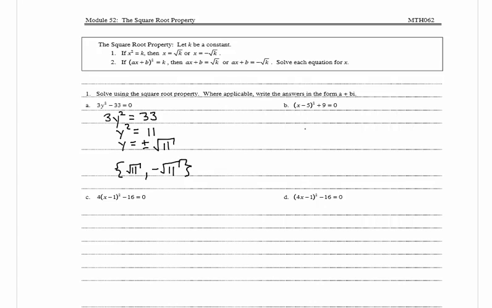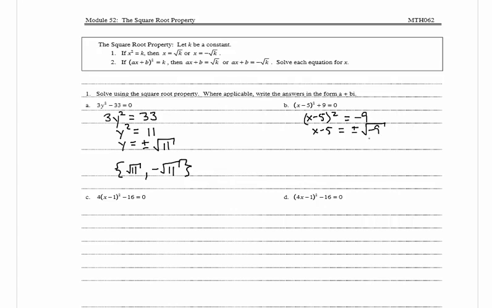In B, we have (x minus 5) squared plus 9 is equal to 0. And the first thing I'm going to do is subtract 9 from both sides. So I get (x minus 5) squared is equal to negative 9. And now I'm going to take the square root of both sides. So I have x minus 5 is equal to plus and minus the square root of negative 9.